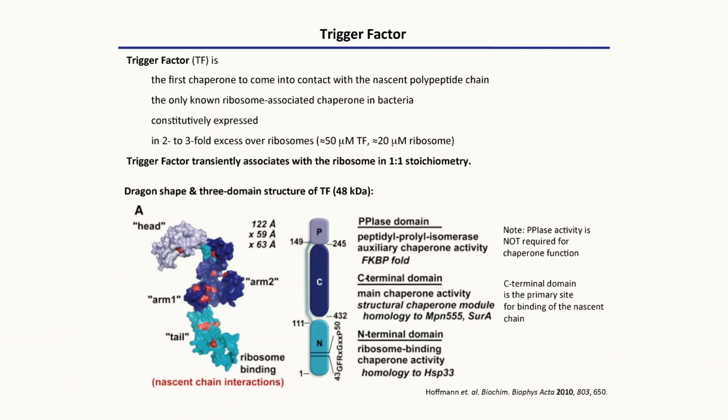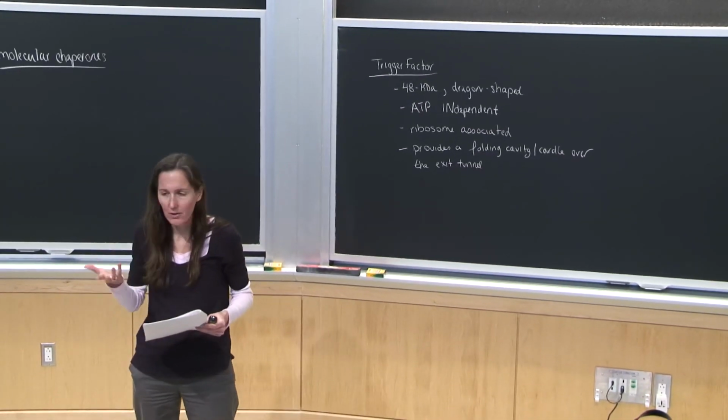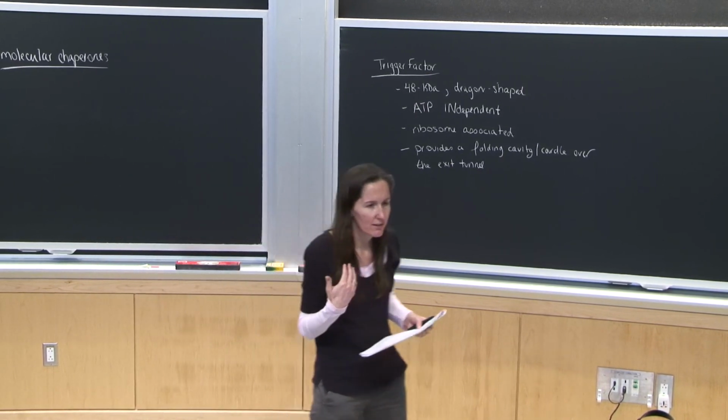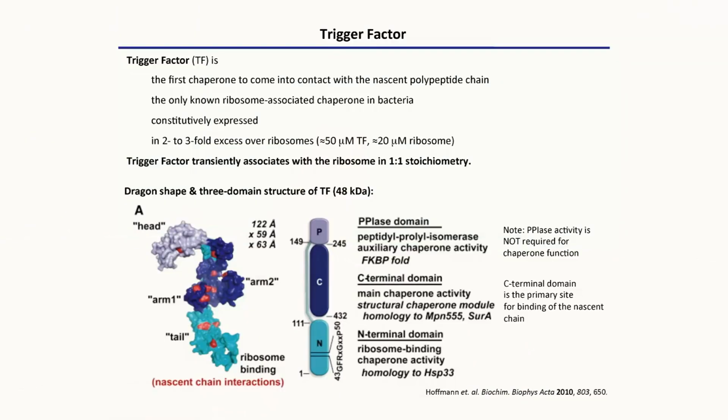So if we take a look at trigger factor, one depiction is shown here. And as I said, think about a dragon. And it's actually described as having a head, arms, and a tail. Okay? And so we can think about this also in terms of N and C terminus. The region of trigger factor that interacts with the ribosome and binds the ribosome is down here in the tail region. And so what trigger factor does, and what's indicated by the cartoon you've already seen, is that it associates with the translating ribosome with a one-to-one stoichiometry. So think about having one trigger factor over that exit tunnel here. And as you can see, these different domains also have some additional activities, and the main chaperone activity is attributed to this C-terminal region here, color-coded.